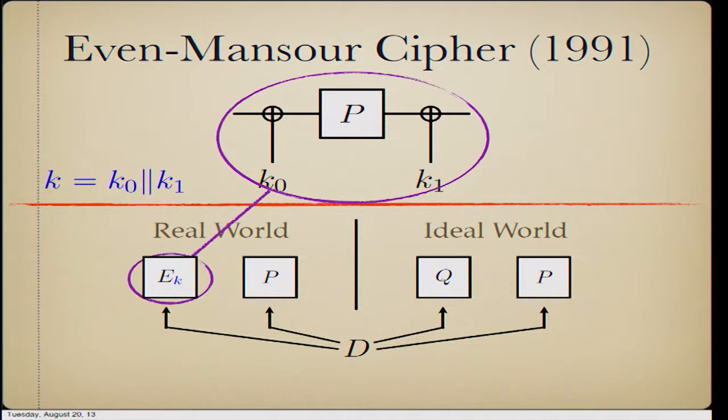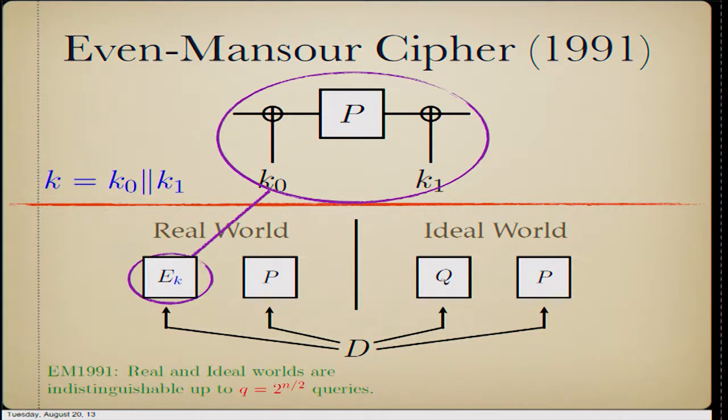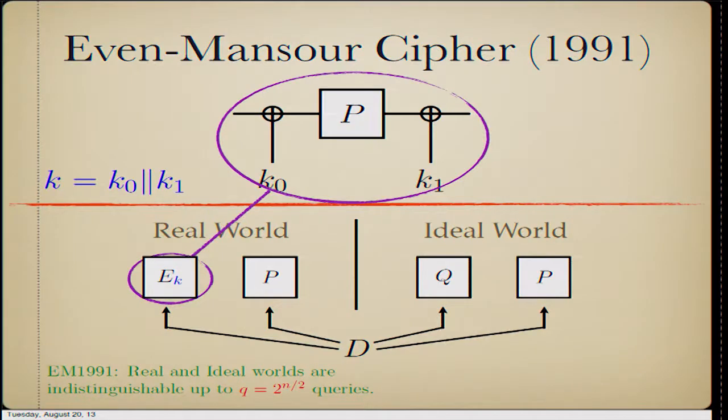And they show that these two worlds are indistinguishable up to 2 to the n over 2 queries, so up to the birthday bound, basically. So these two worlds will look the same. So this E sub k, despite the fact that it's built from just one random permutation P, looks like an independent random permutation up to a certain number of queries. I forgot to emphasize that this k here is randomly chosen, fixed, and hidden from the adversary in this experiment, all right?